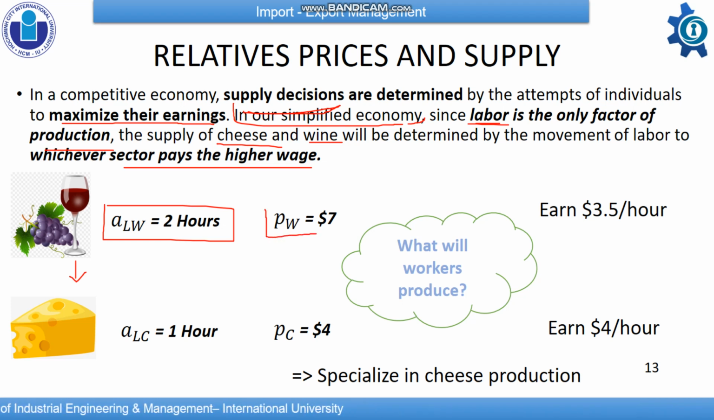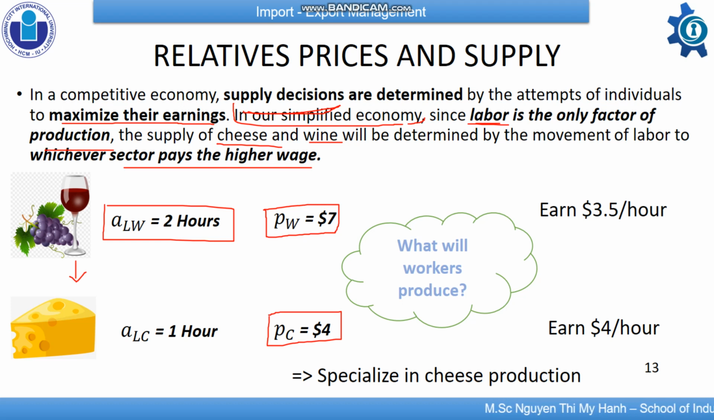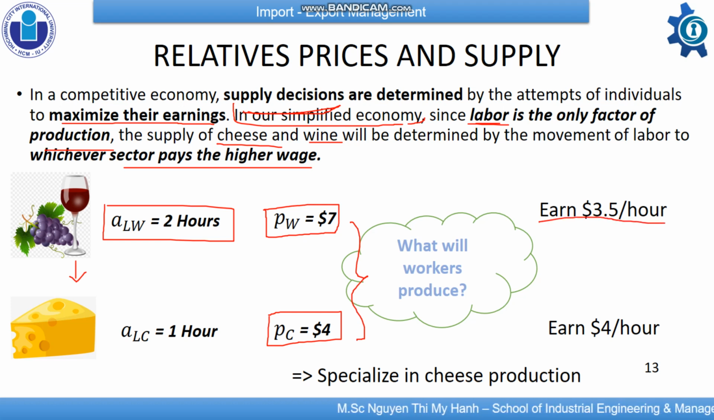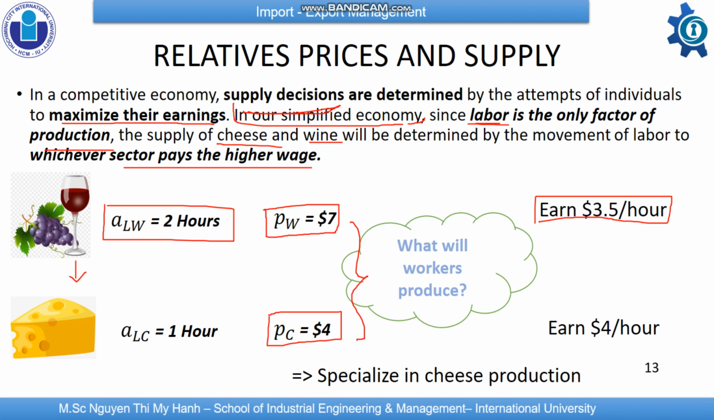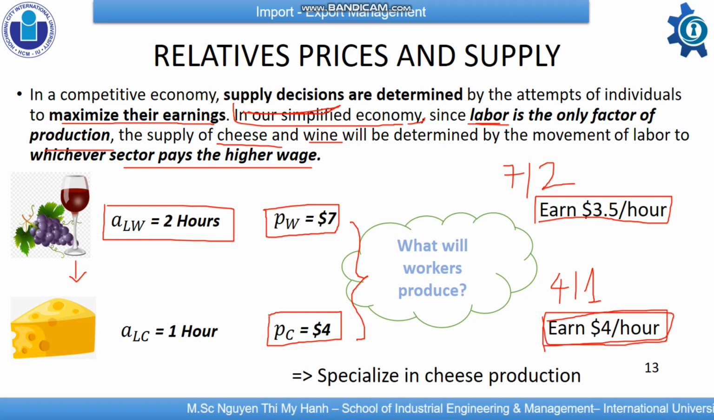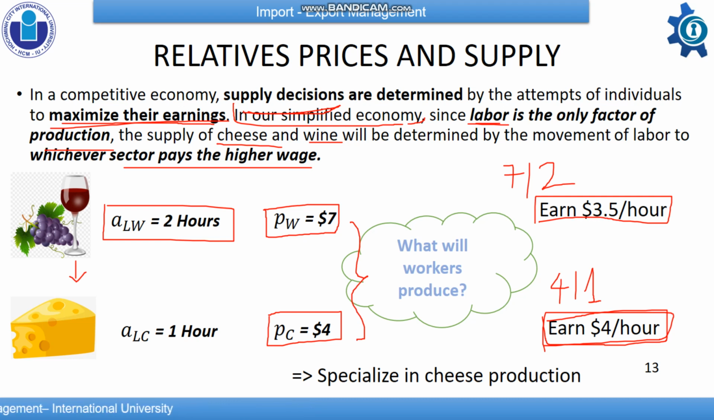For example, the price of 1 gallon of Y is $7, and the price of 1 pound of cheese is $4. What will workers produce? We can see here, we need 2 hours to produce 1 gallon of Y, and the price is $7, so people can earn $3.5 per hour. That is equal to 7 divided by 2, right? And for cheese, people can earn $4 per hour. If you are a worker, what will you produce? Of course, you will produce the product that helps you earn more money, because their objective is to maximize earnings. So in this case, they will specialize in cheese production.